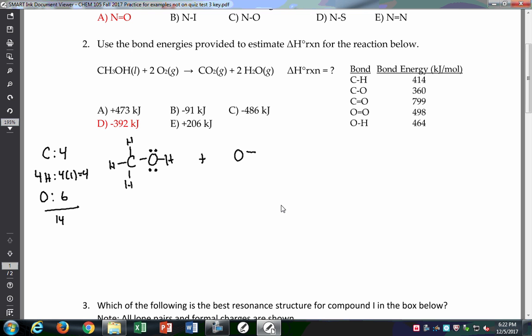Our O2. The lone pairs aren't important for this, but it is important to draw out the structure. Our carbon is in the middle for CO2. Plus our oxygen for H2O.